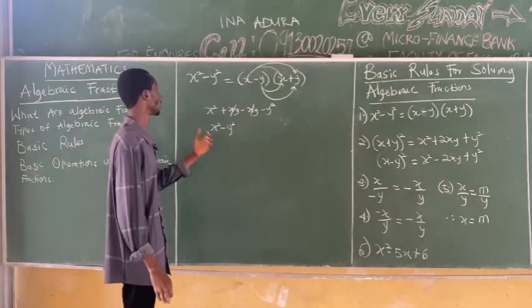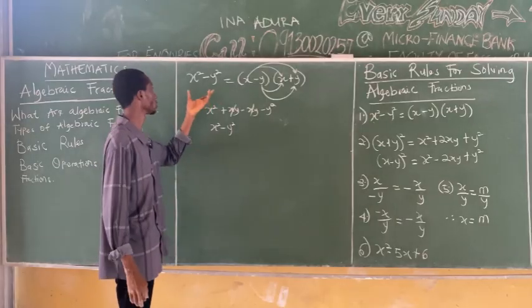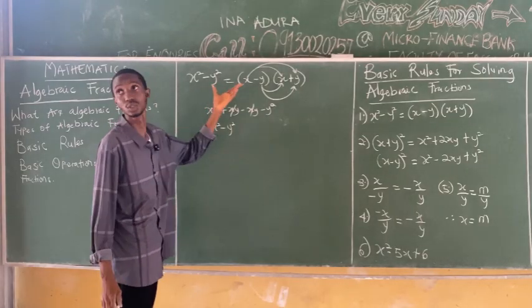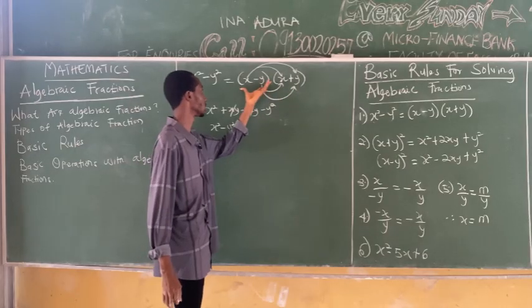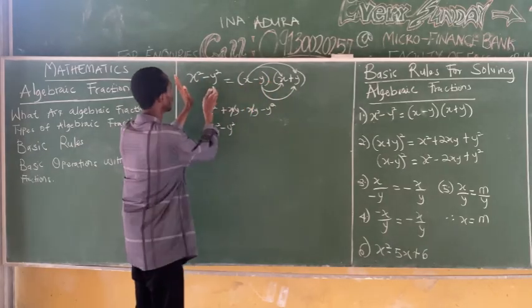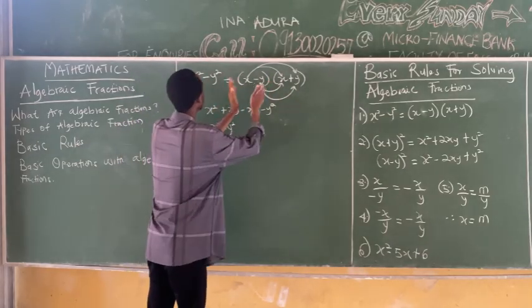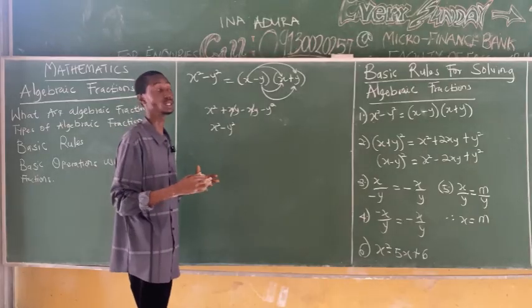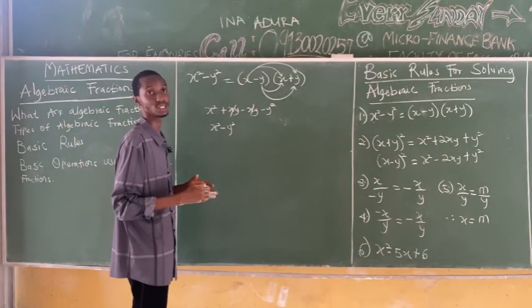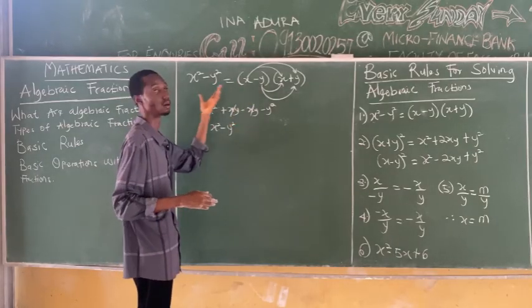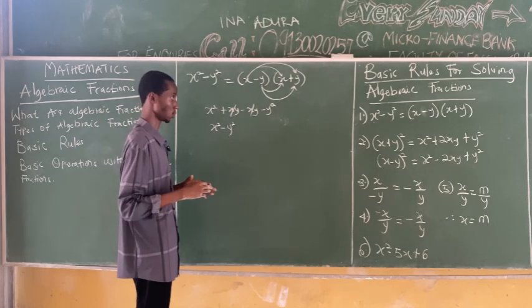Therefore, when you have an algebraic expression in this format, what you need to do is to express it like this. You pick them, separate them, and then one of them should have a positive sign while the other should have a negative sign. That is what you get when you have difference of two squares.